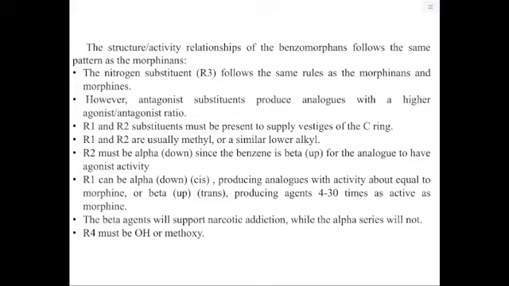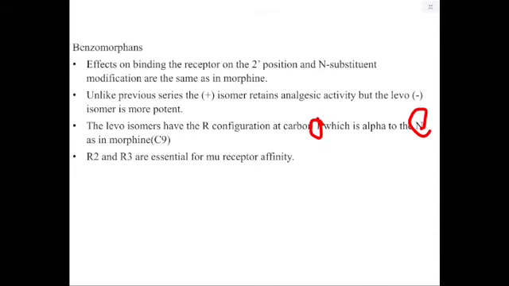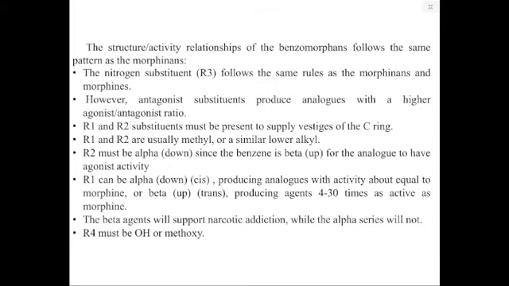So when you have an antagonist, and we're going to look at the antagonists, you find that their ratio of agonist activity is much higher than their antagonist activity. R1 and R2 substituents must be present to supply what we are calling the vestiges, or the remnants, of the C ring. That is where the C ring, carbon 13-14, had come from. I think we have said it is position number 5 and number 9, if I'm not wrong. Position number 5 and position number 9. And we did mention that those substituents are important for this molecule to bind the receptor.